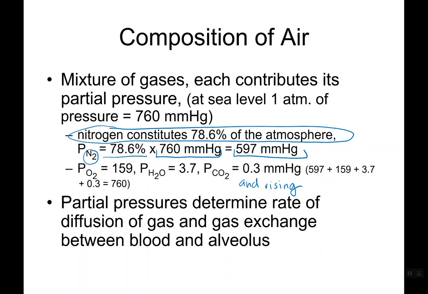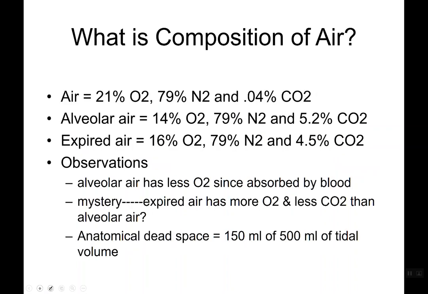So partial pressures determine the rate of diffusion and gas exchange between the blood and alveolus. So the driving force for gas exchange across the respiratory membrane is the difference in partial pressures between your blood and the alveolar air. So speaking of alveolar air, here are some differences. Outside air is about 21% oxygen, 79-ish% nitrogen, these are abouts, not precise figures, and about 0.3 to 0.4% CO2.